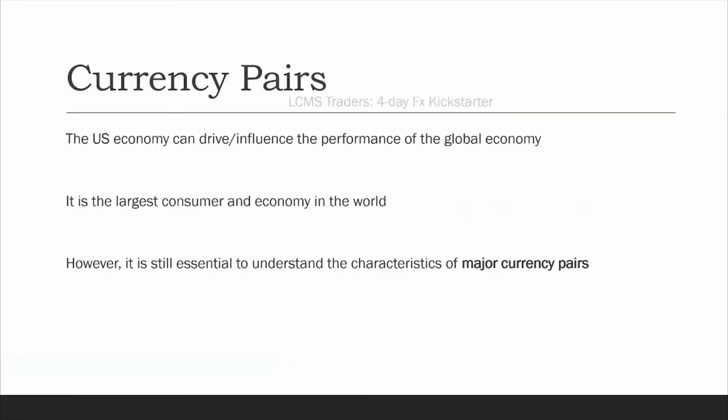So as I mentioned to you early on, we trade in currency pairs. And if you refer back to all those currency pairs that we're talking about, the US dollar is one of the major currencies that we trade with, because the US economy can still drive and influence the performance of the global economy. It is still right now the largest consumer and the largest economy in the world. However, it is also important to understand the characteristics of other major currency pairs.